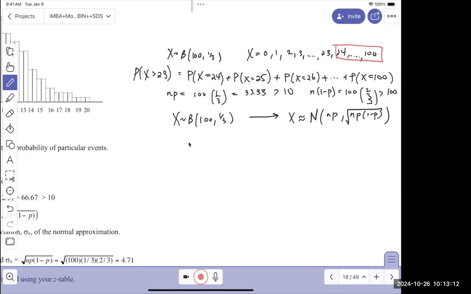So all we have to do is find np, which we already have, and the standard deviation, which is the square root of n times p times 1 minus p, equal to 100 times 1/3 times 2/3. What does that give you? 4.71. Yes, very good. 4.71.